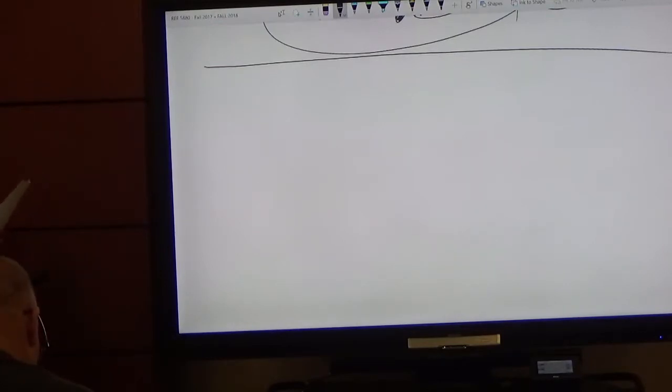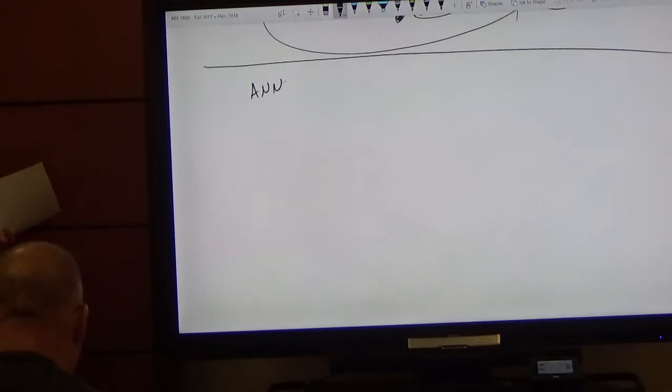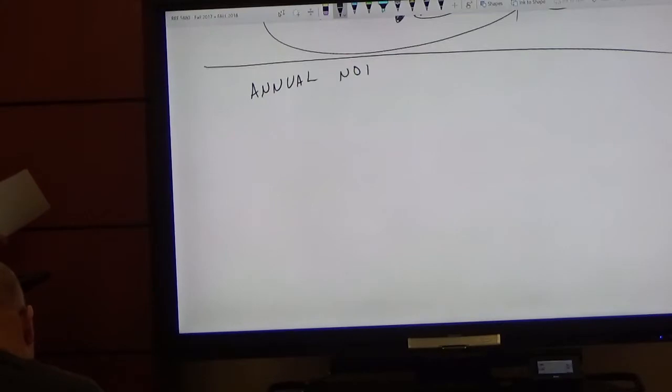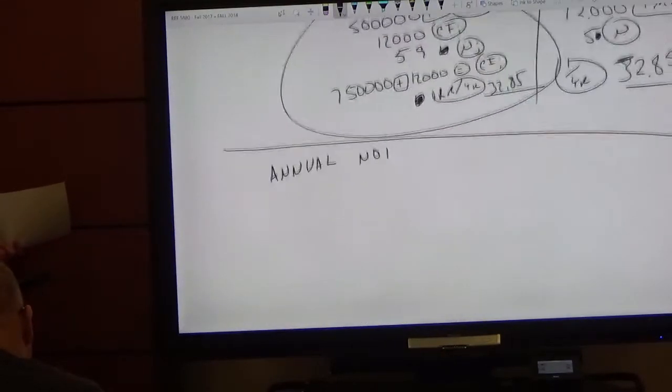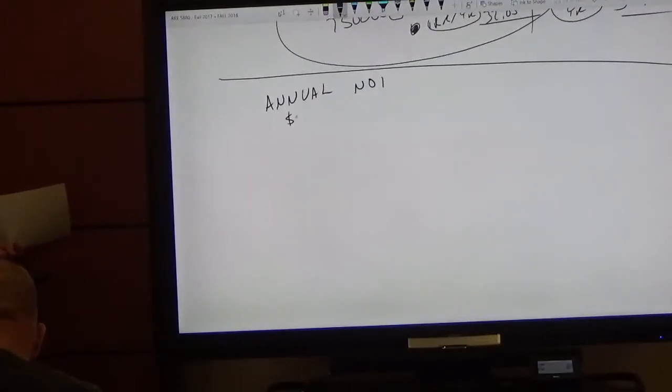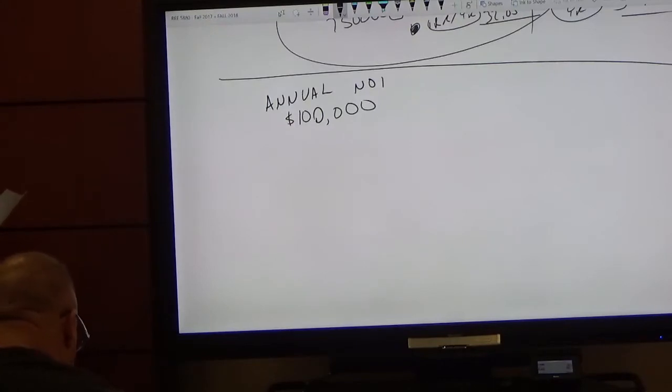This is a project net present value. So let's say that we've got an annual net operating income of how much? Give me an amount. 100,000. Okay, $100,000. And once again, that's an annual $100,000.